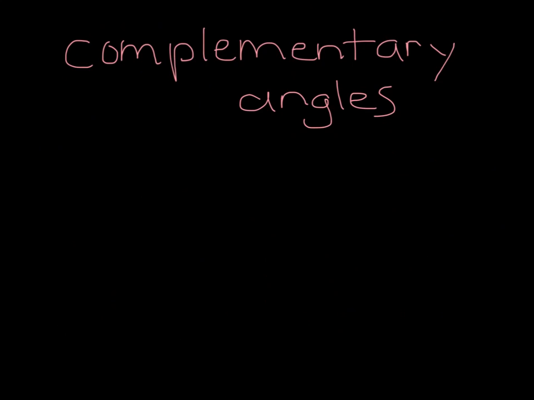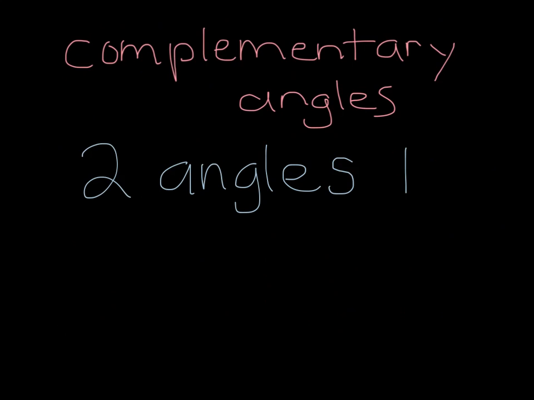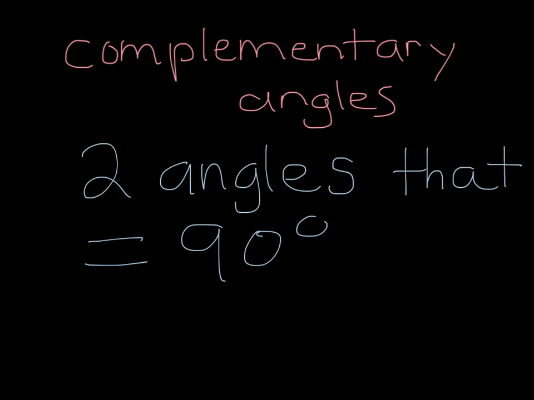All right, so next is complementary angles. This might be new to you, I'm not really sure. Either way, add it into your notes. Complementary angles are two angles that equal 90 degrees. So when you add their measures together, they equal 90 degrees.